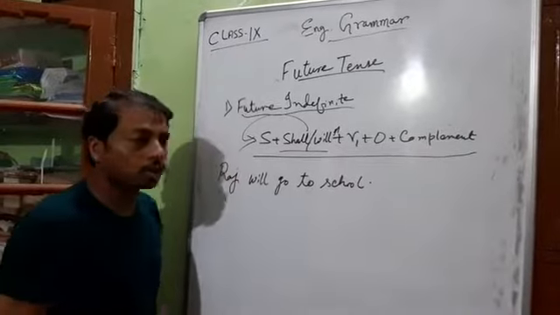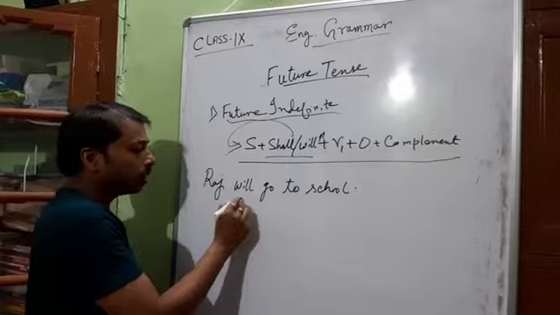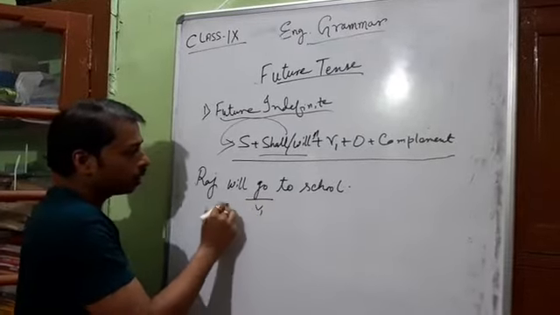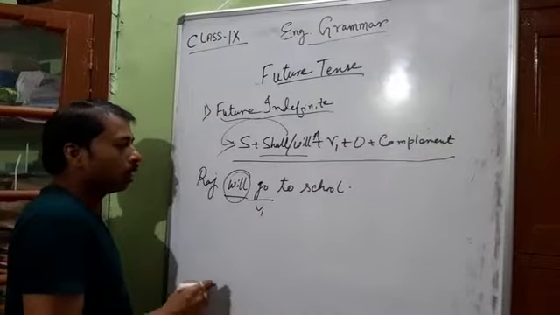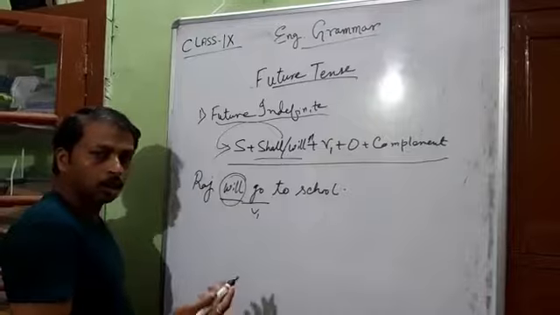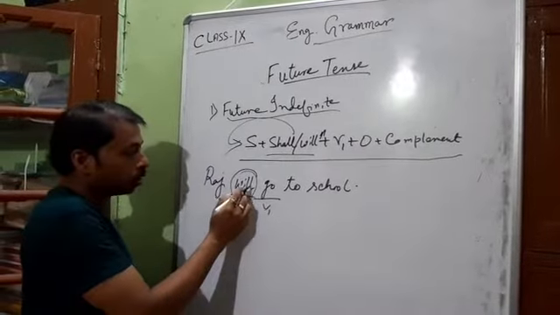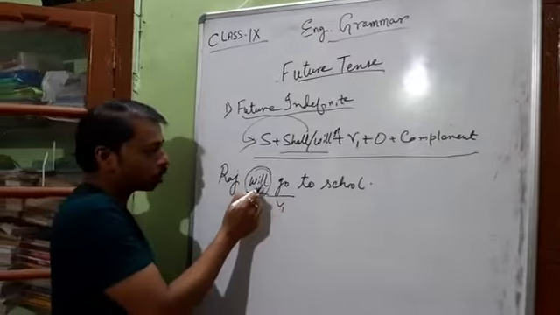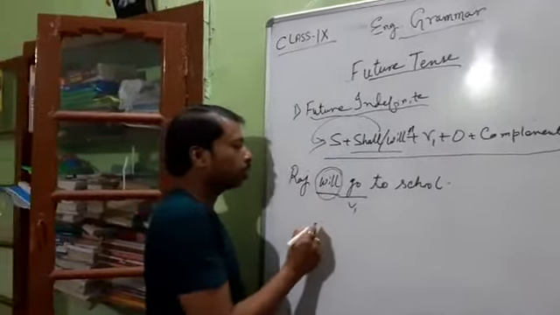Raj will go to school. So Raj will go to school. This suggests the main verb is go, that is V1, and this is the helping verb shall or will. Now this one suggests that Raj has not yet gone. He will go. He has not done the action. He will do the action. So this will helps us to say so.